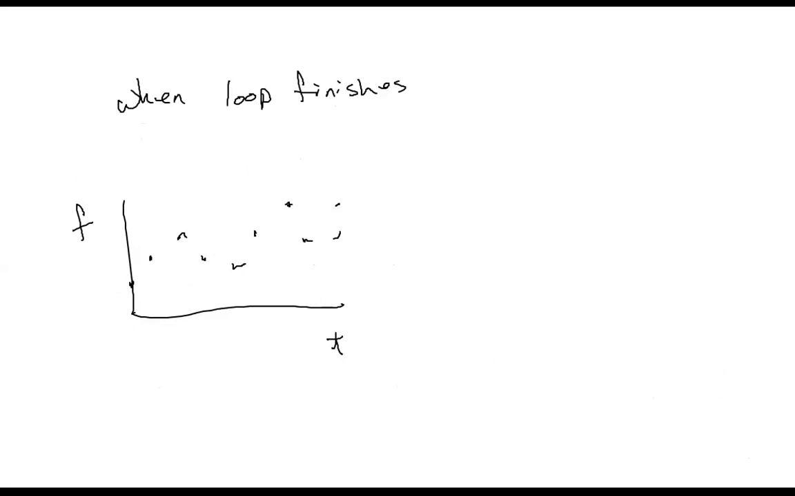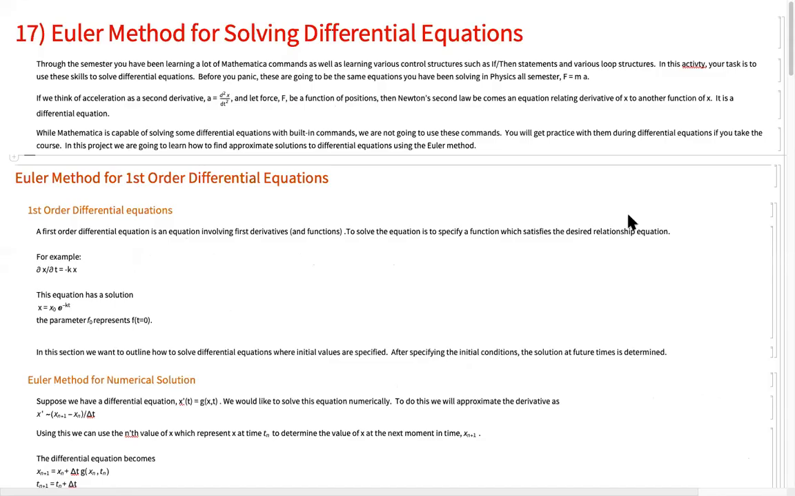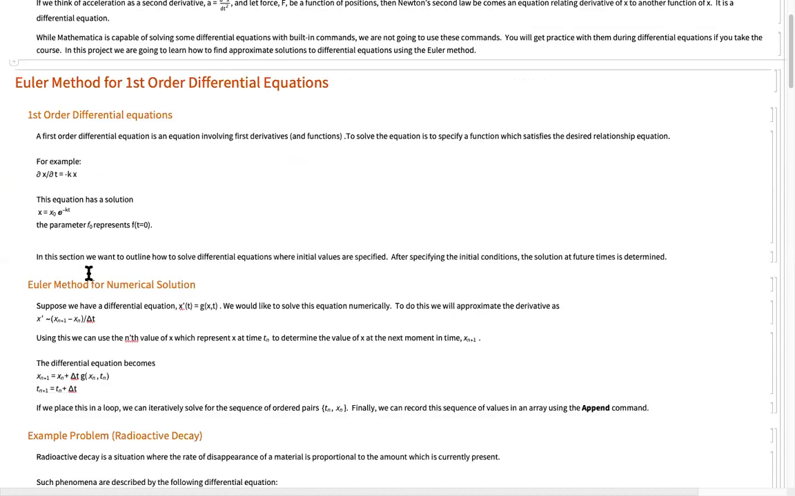Let's see how it plays out in the Mathematica notebook. Okay, so this is the Euler method for solving differential equations file. You'll have this in Blackboard. So here I have the same examples we talked about.